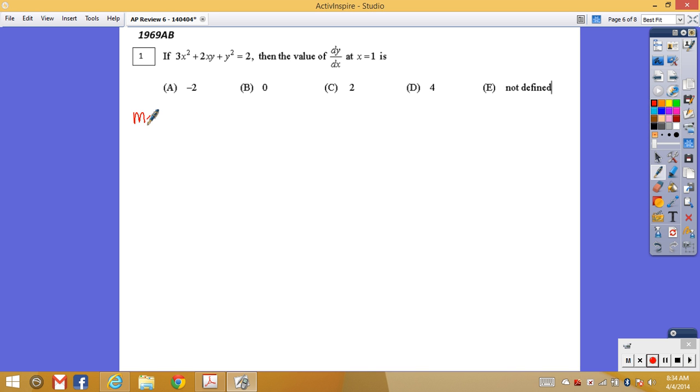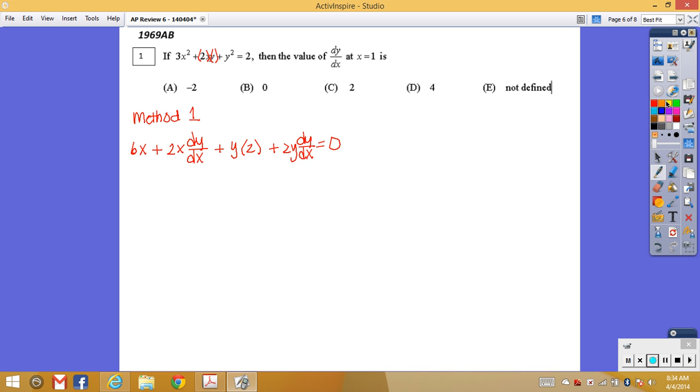Alright, so I'm actually going to show 2 methods for this one. Method 1 will be the way that you're probably used to. You would take the derivative of each term. Notice that there is a product, so I'm going to show the product right there. Leave the first one, derivative of the second, plus leave the second one, derivative of the first, plus 2y dy/dx is equal to 0.